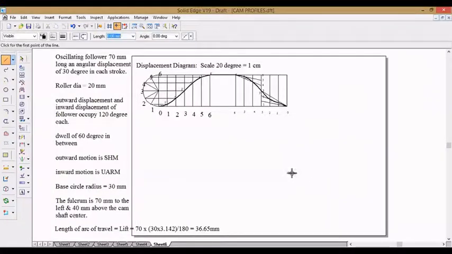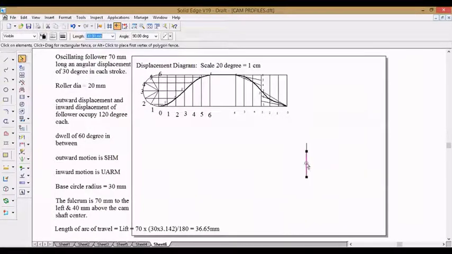So what I do, first I will take 30 mm, 90 degree. So this is the radius for the base circle. Then we will get the roller, right? The roller of the oscillating follower is 20 mm dia. That means 10 mm is the radius. So 10 mm, 90 degree. This is the 30 mm line. Above that is 10 mm. So total is 40 mm: 30 plus 10 mm roller, 40.